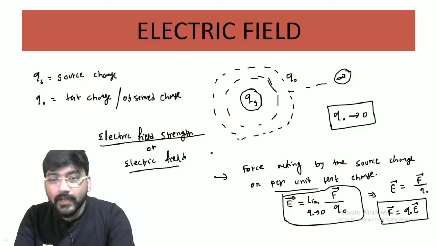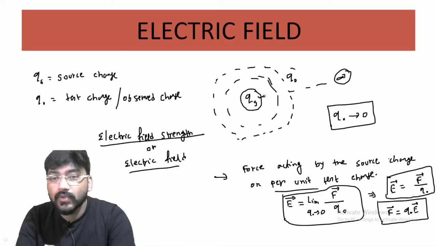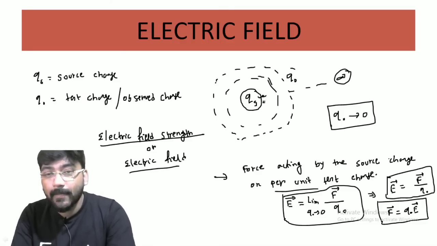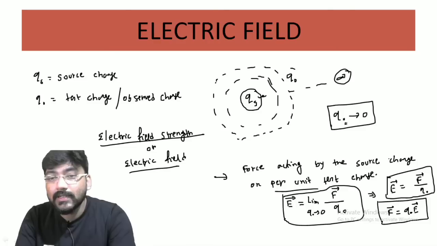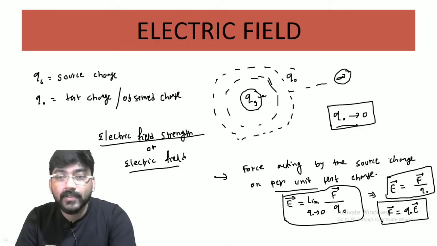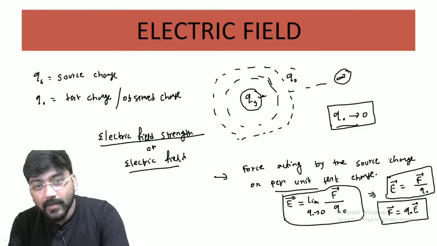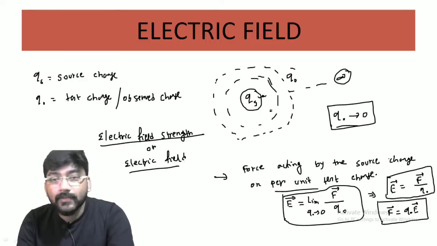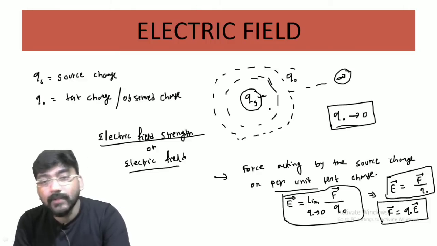Now, the electric field strength, that is E. The magnitude of the electric field strength E will depend on this source charge, the nature of this source, because the test charge Q0 is fixed and is intentionally very small. What will be different in different cases is QS.